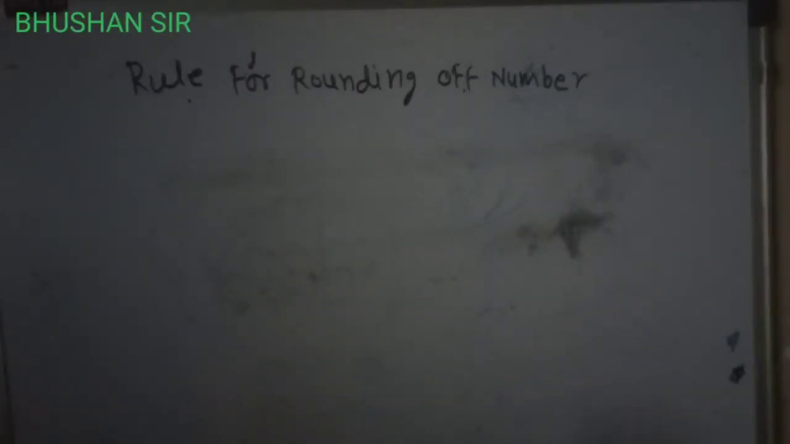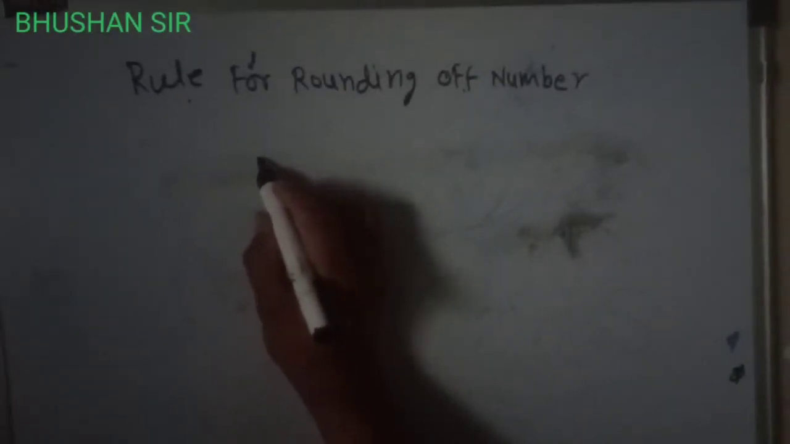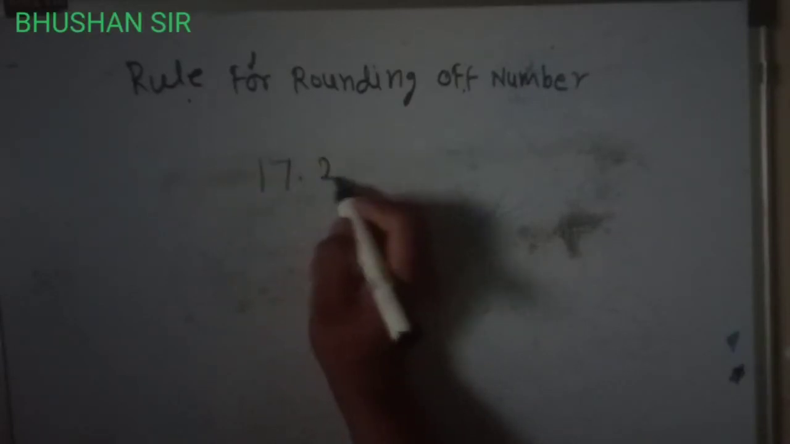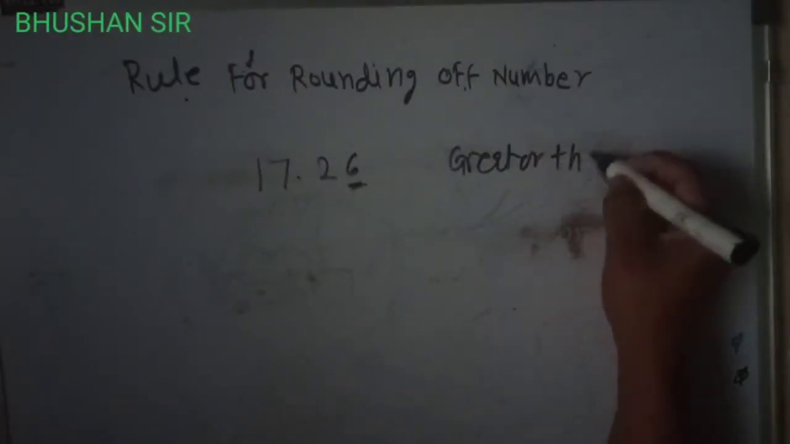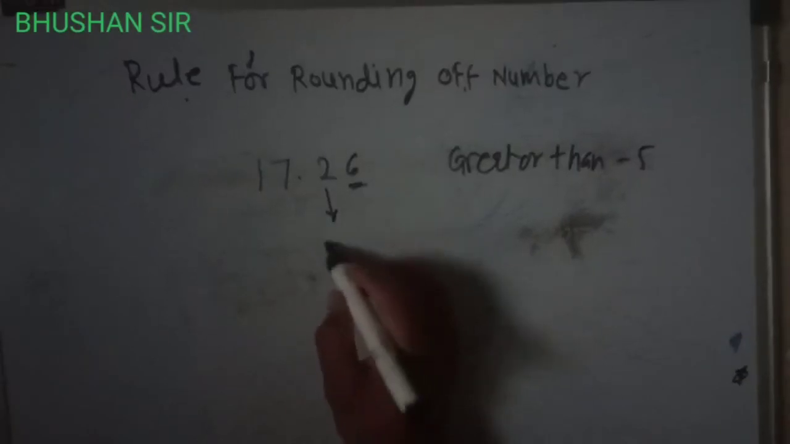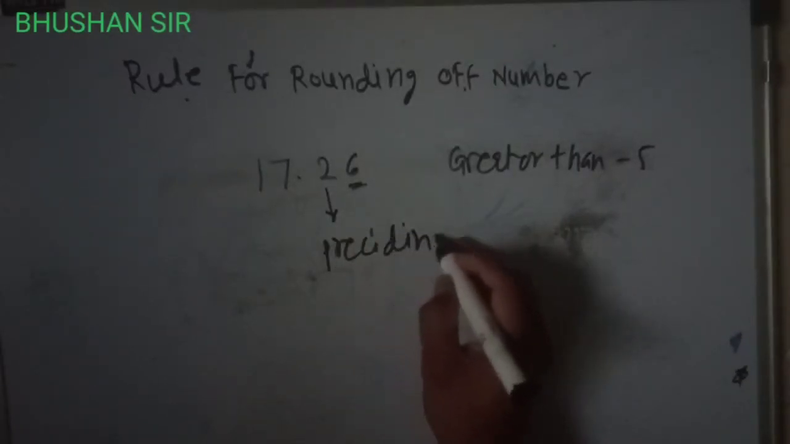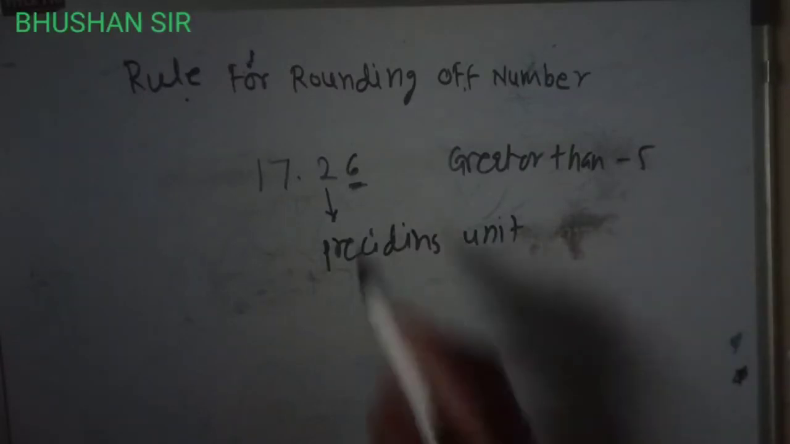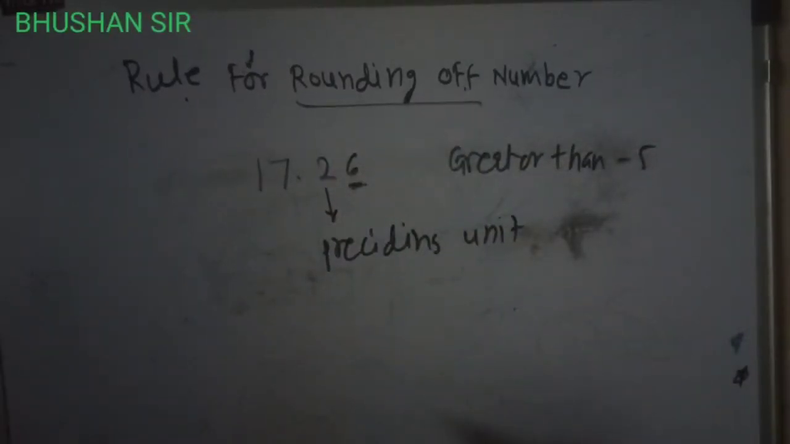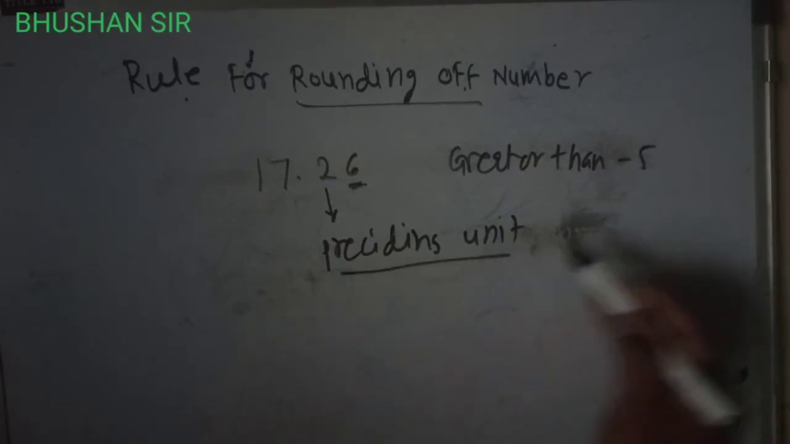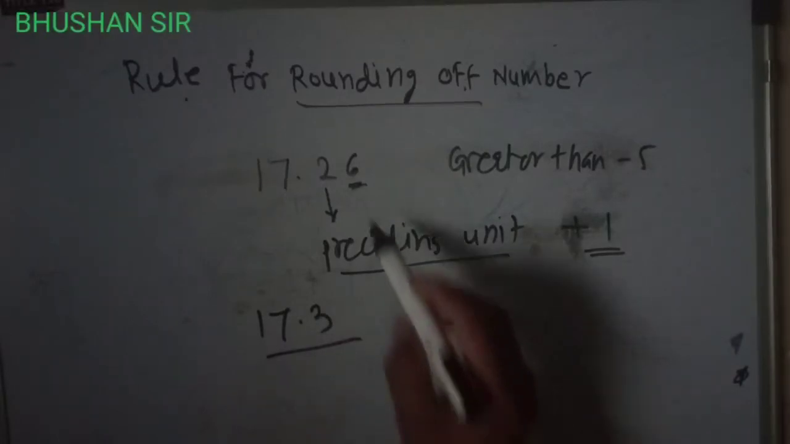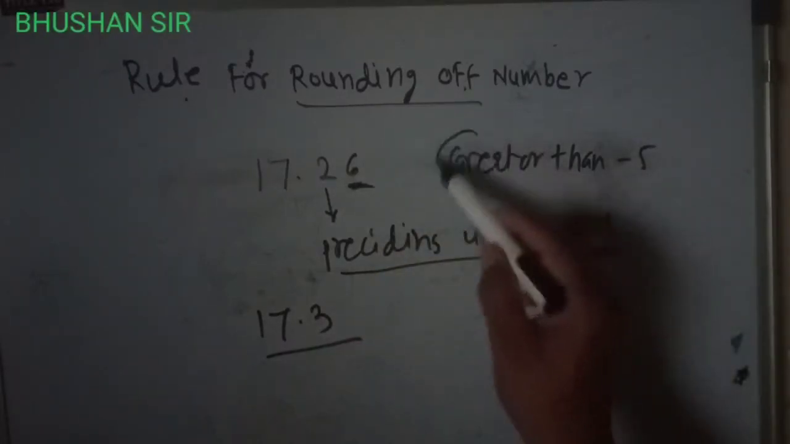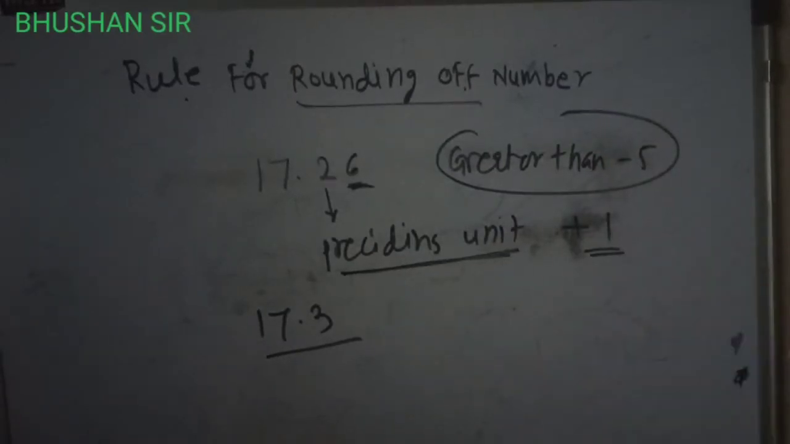Rule number two. If the digit to be dropped is greater than 5, our example will be 7.26. This digit is greater than 5. This 2 is known as the preceding unit. For rounding off, what can we do? This preceding unit is raised by plus 1. So it is written as 7.3. If the digit to be dropped is greater than 5, then the preceding unit is raised by plus 1.